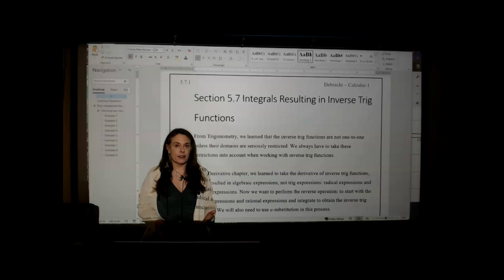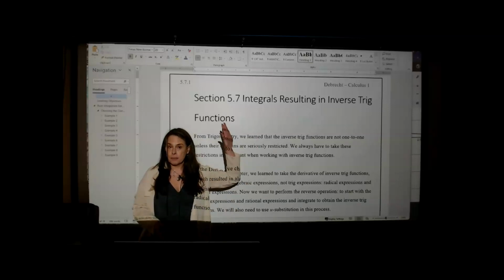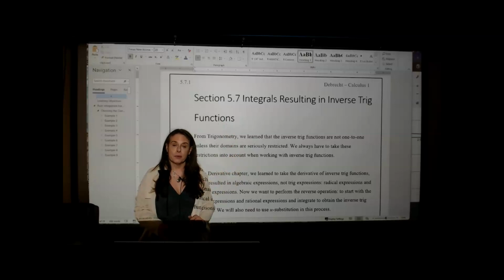Remember that inverse trig functions have a very restricted domain in order to make them a one-to-one function. We always have to take this domain into account when we're dealing with these functions. For example, arcsine, or the inverse sine function, is defined between negative pi over 2 to pi over 2, including both endpoints. However, arctangent is defined from negative pi over 2 to pi over 2, and we don't include the endpoints where it's not defined.